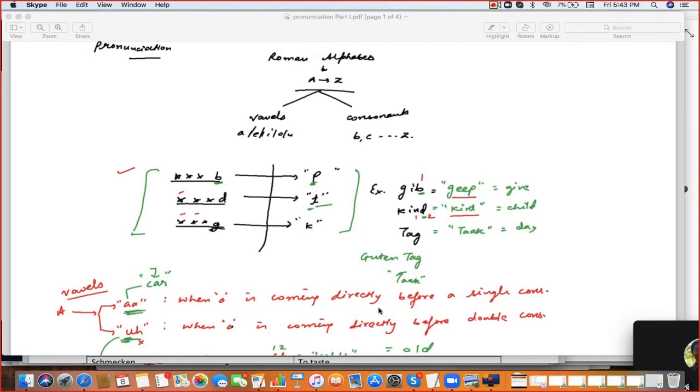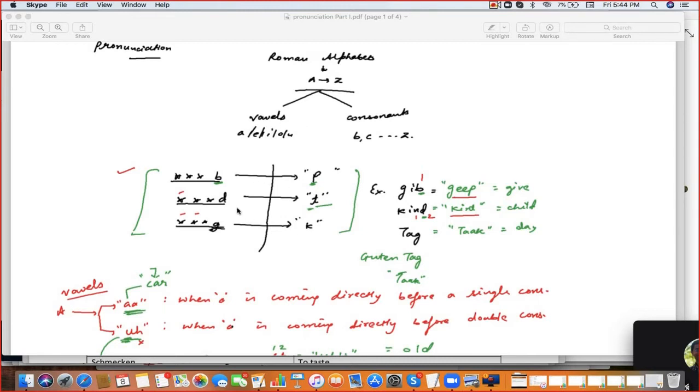So one by one we will start now. First of all, I am drawing one table. As I told you, German uses the same Roman set of letters. From A to Z, they have two parts, vowels and consonants. Vowels are A, E, I, O, U, and consonants are from B, C, D till Z. Now we will see what sounds these letters have, one by one.